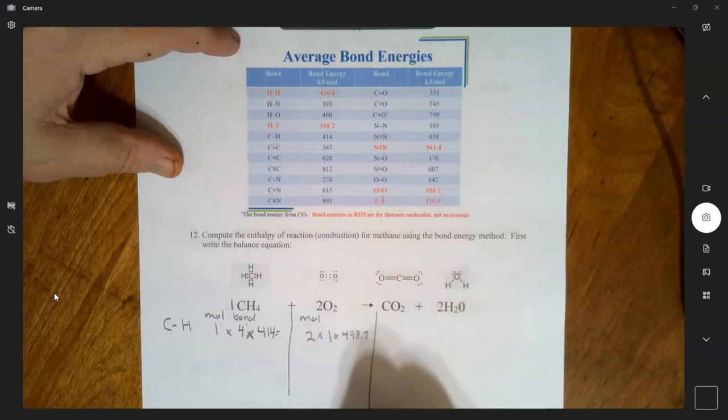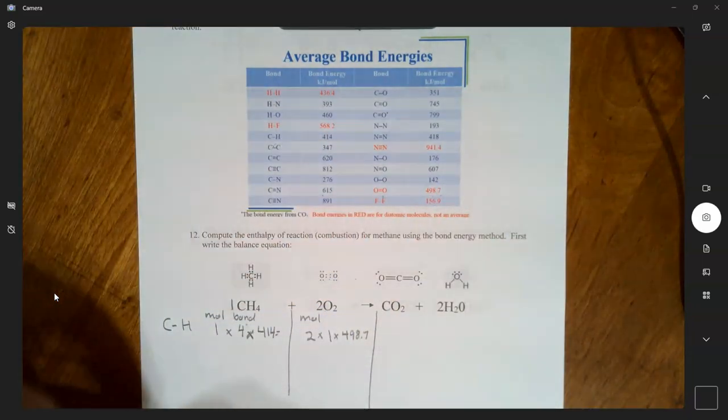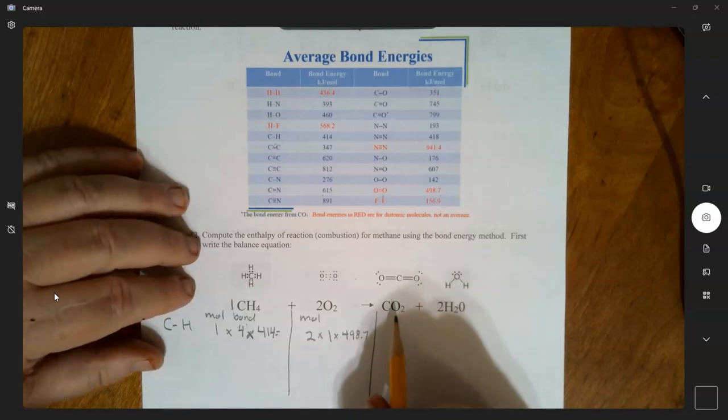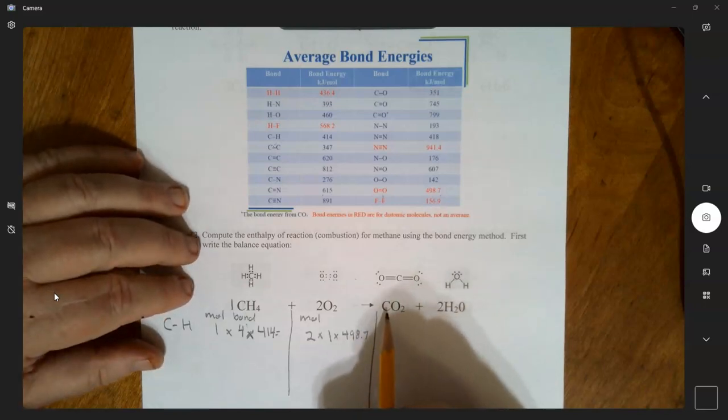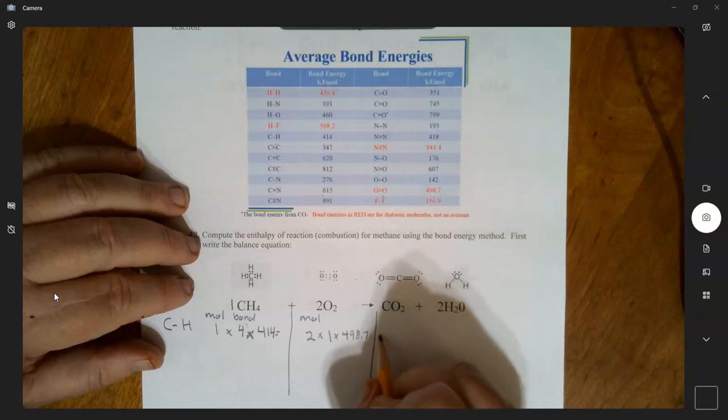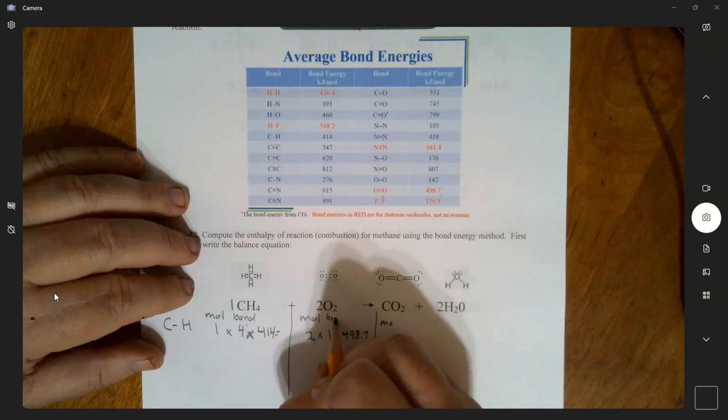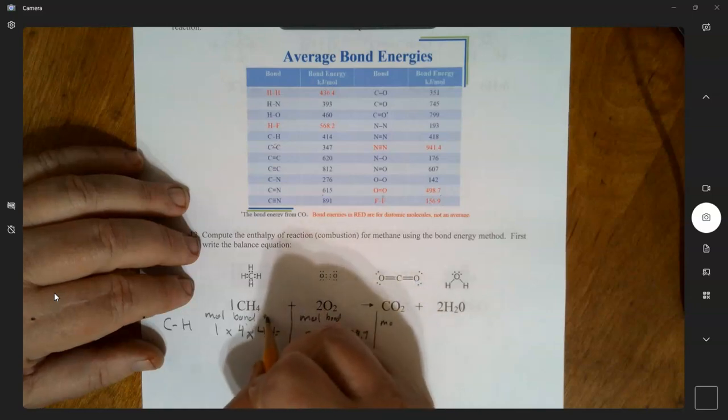Okay. All right. So I didn't give myself enough room. That's okay. All right. So now we go to CO2, and you have one CO2. So that's how many molecules. I didn't write bond here. And this should be energy.